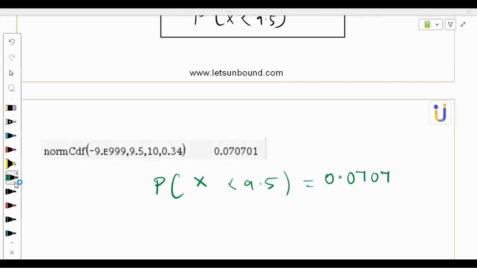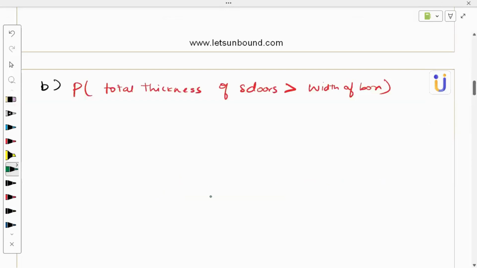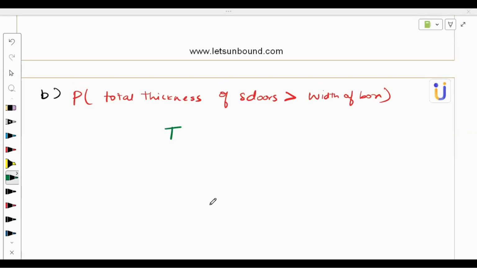Here it's quite simple. We are using the same concept. So the total thickness, let me name it T. Of course, it is a normal distribution.